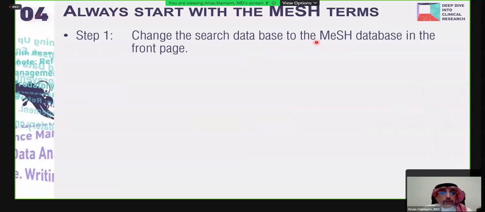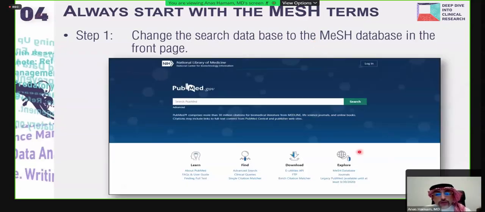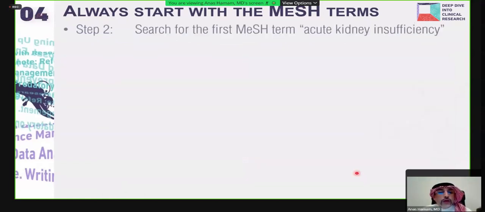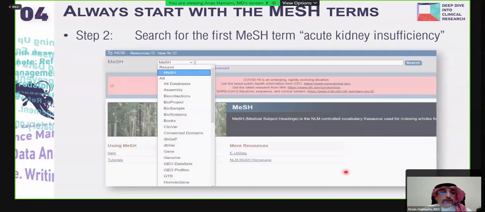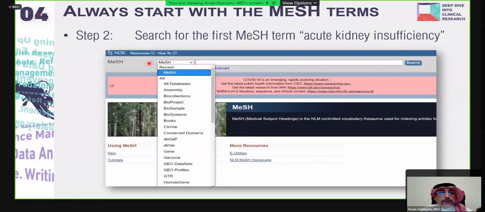Okay, so first thing you do is you go on the site and you change the database. So I am in pubmed.gov. I'm going to change to the MeSH database. And when you click on that, you get into the MeSH database. So here you can see it says MeSH. Here you can see all the different databases being offered. So there's gene, there's HomoloGene, there's conserved domains, biosystems, all kinds of stuff. We are going to go for the MeSH. Now, what's our term? Acute kidney insufficiency.